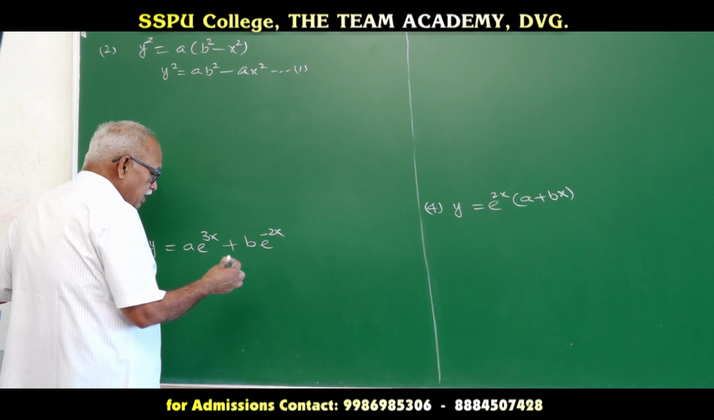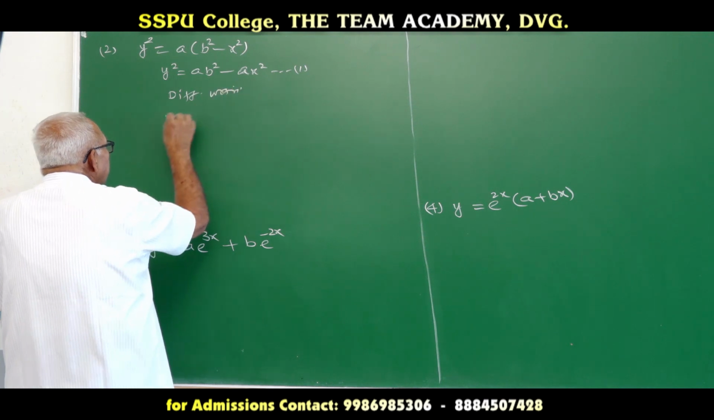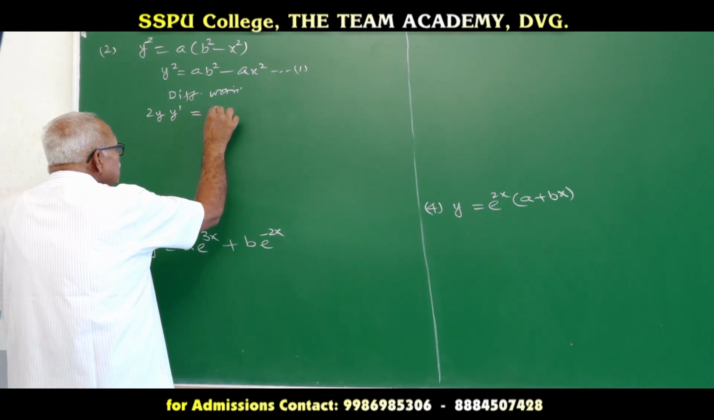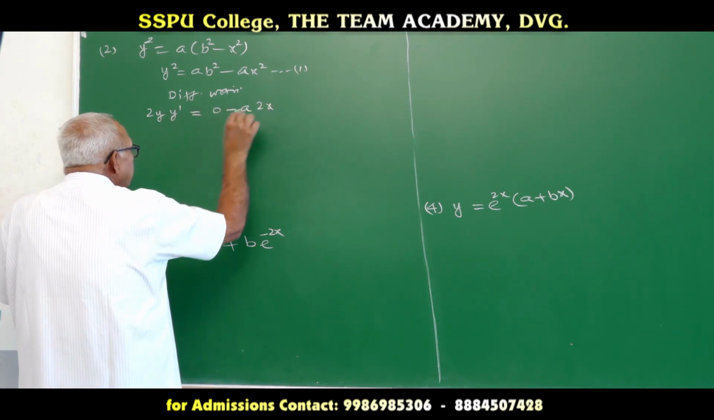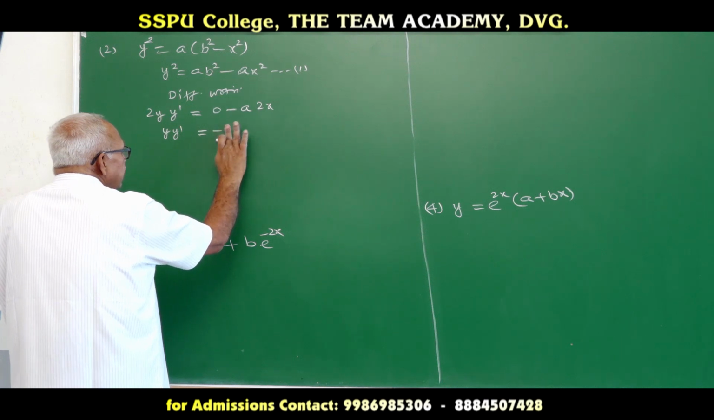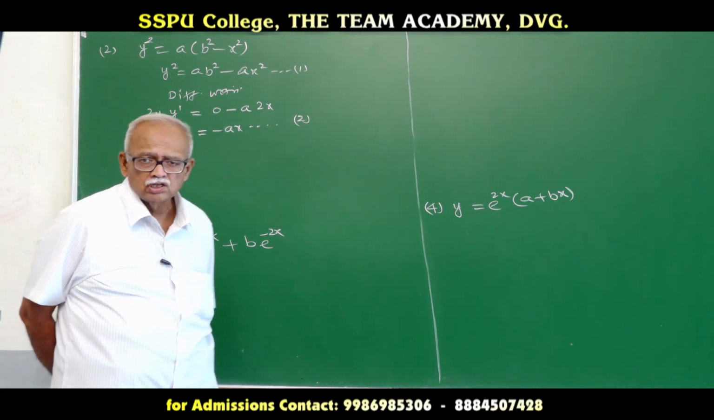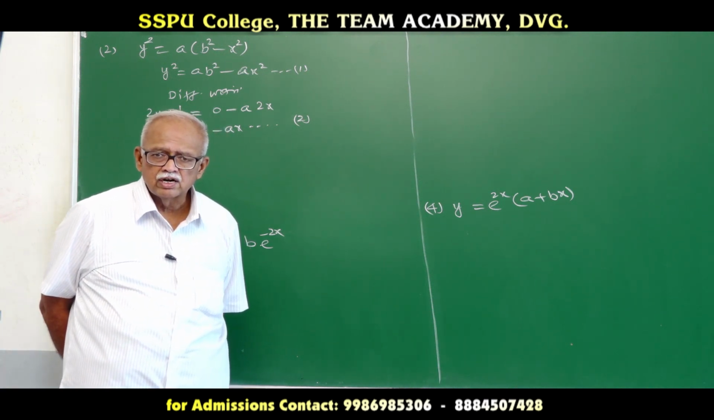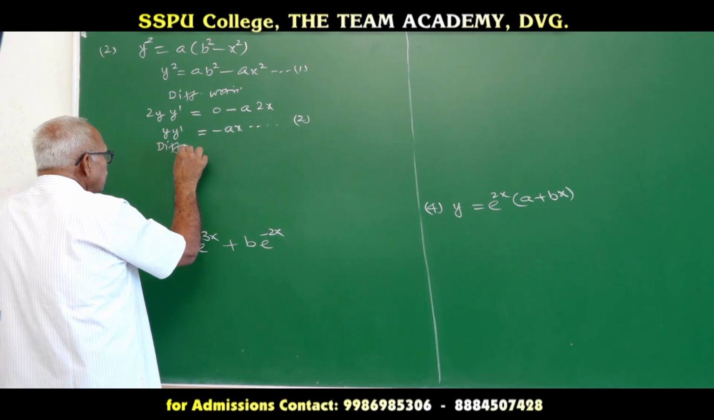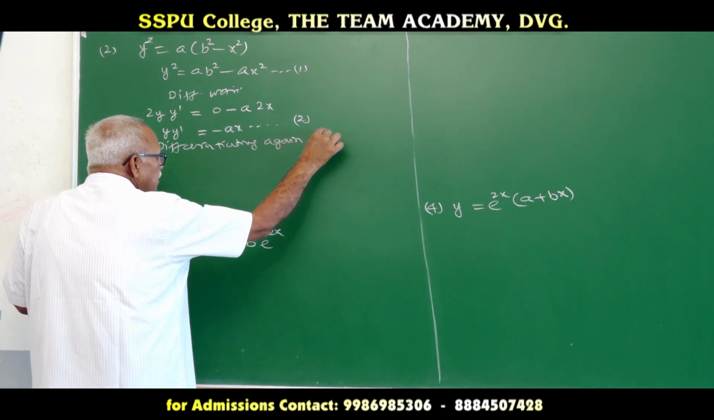Now differentiating with respect to x, this is 2y y dash is equal to, this is 0 minus a into 2x, or y y dash is equal to minus ax. This is the second differential equation. For eliminating two constants, we need the second order derivative also. So we have to again differentiate. Differentiating again with respect to x.